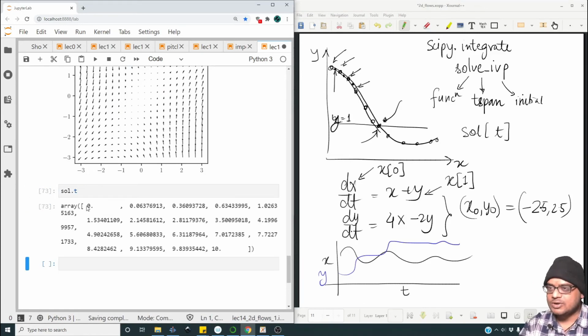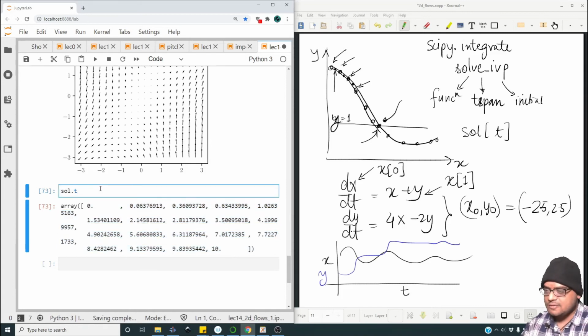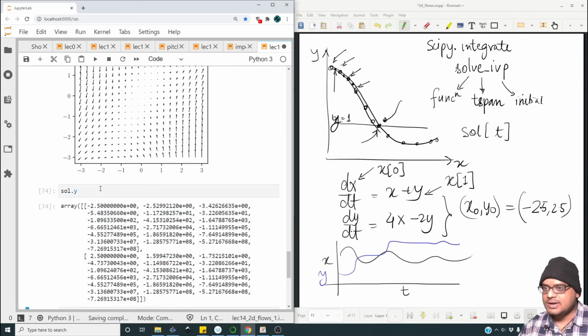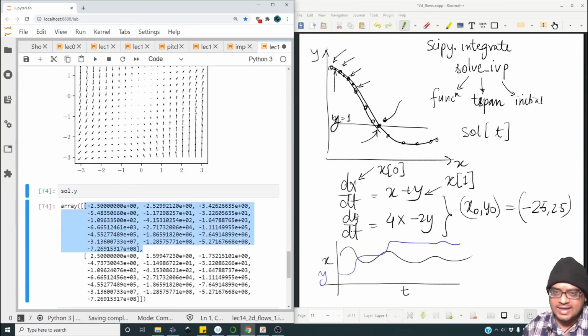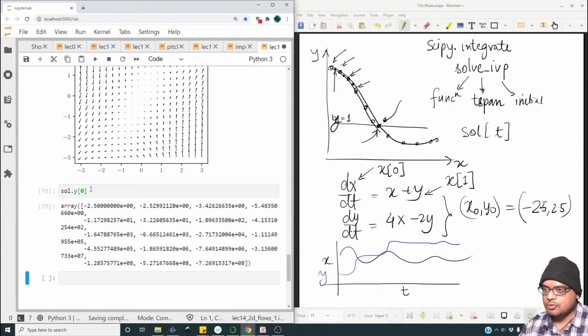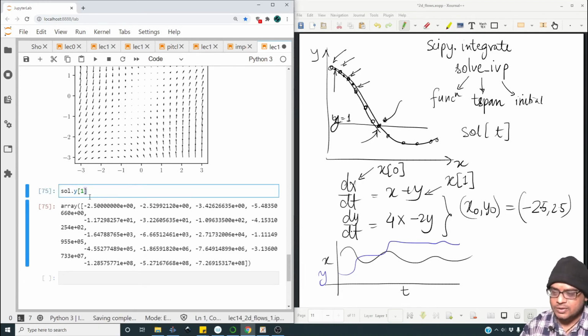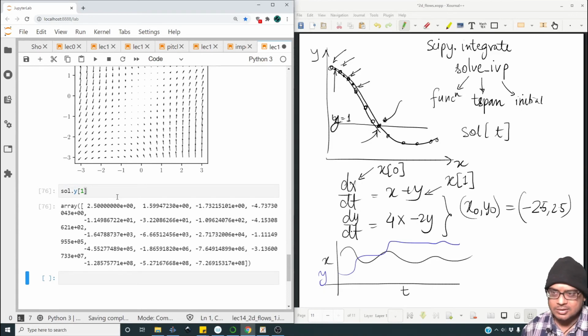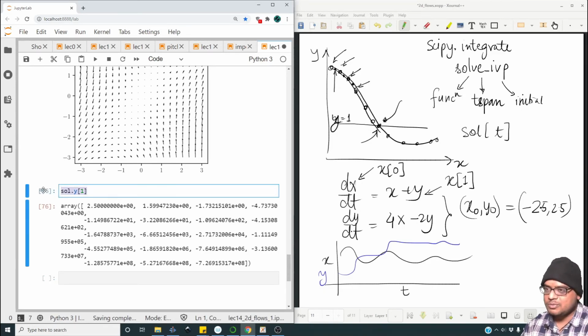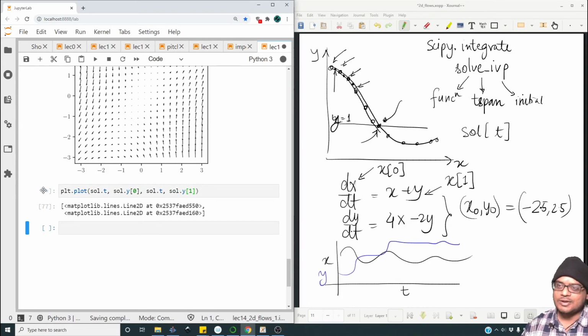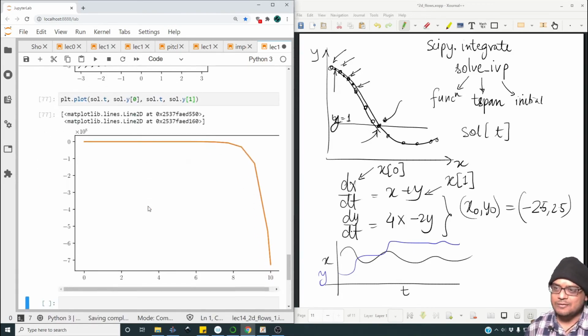sol.t contains all the different times. Then sol.y contains two arrays. One of them is x over here, and one of them is y over here. So sol.y[0] is the x array corresponding to our solution, and sol.y[1] will be the y array. So we simply do plt.plot(sol.t, sol.y[0], sol.t, sol.y[1]), and this will give us the two time series that we're looking for.